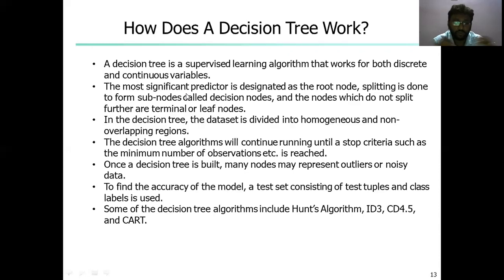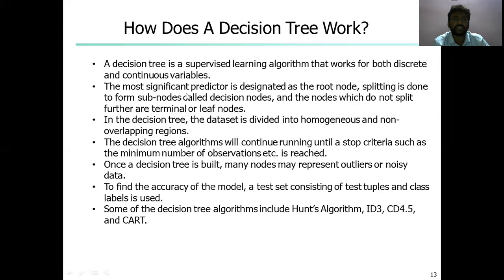If the model is found to be accurate, then it is used to classify the data tuples for which the class labels are not known. So here it is used to classify the data tuples whose class labels are not known or not identified, as the class label is mentioned in the leaf nodes.